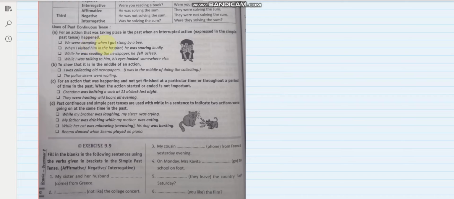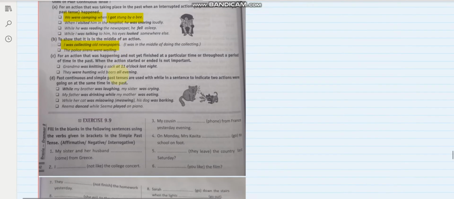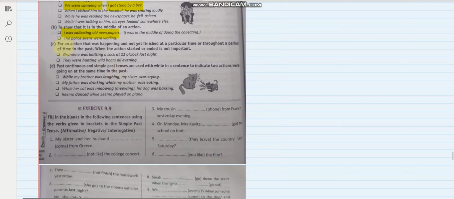We were camping when I got stung by a bee. So here there are two actions. This action is going on and suddenly the second action takes place. But before that, what was going on? We were camping. To show that it is in the middle of an action. I was collecting old newspapers. It means some action is in progress.